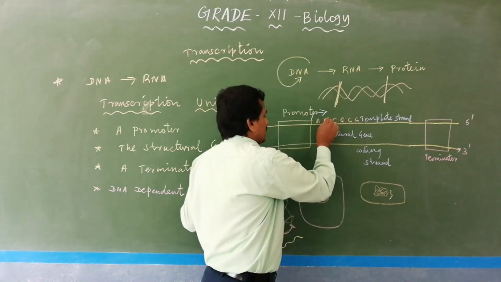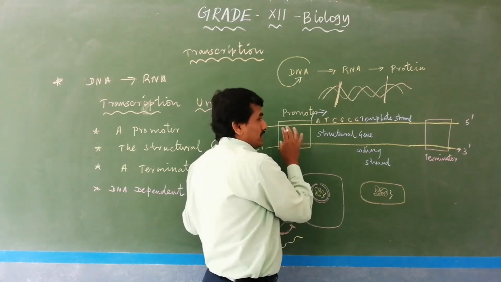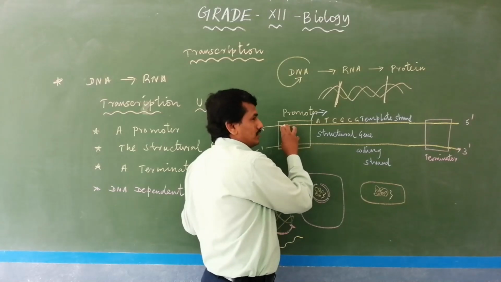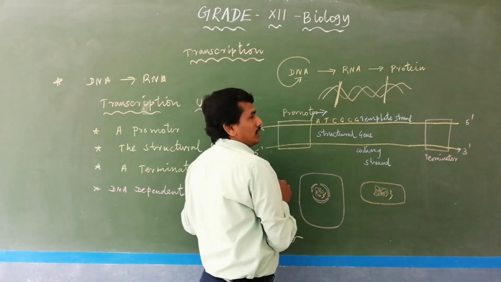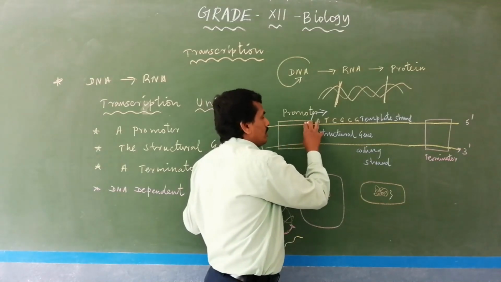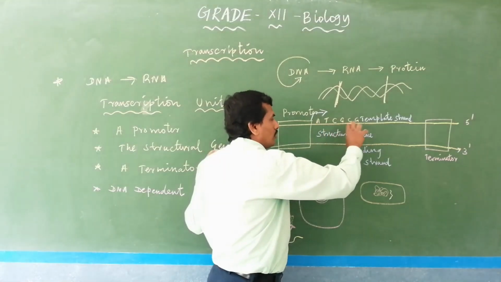Then this is naturally DNA. So the RNA polymerase enzyme, the DNA dependent RNA polymerase enzyme, gets fixed onto one particular part of the DNA. That part is nothing but the promoter, and from the promoter the RNA polymerase slowly moves along the DNA.